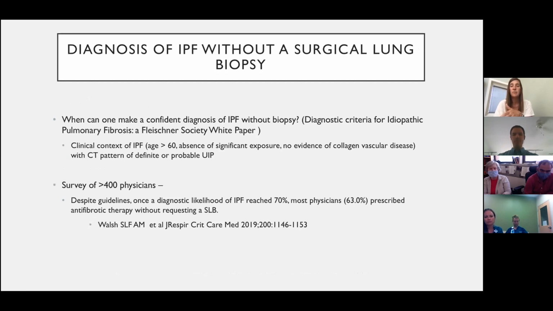And as you probably know from the white paper data, you can make a more confident diagnosis of IPF without a biopsy in the right clinical context of someone who's age over 60, no significant exposure, no collagen vascular disease, and even when you have a CT scan of probable UIP, right? So that's been kind of a shift over the years, that we don't need to have that honeycombing. We can have the probable UIP in the right context, make that diagnosis, and not proceed with a biopsy. Well, the progressive fibrosis indication has helped us a lot. And that's helped a lot. That's true.